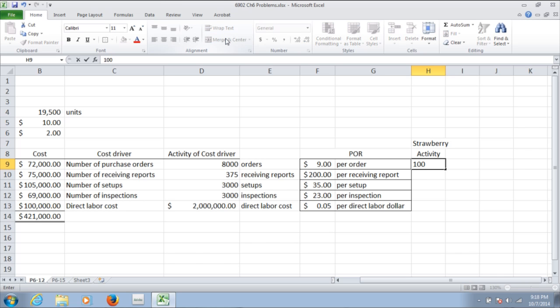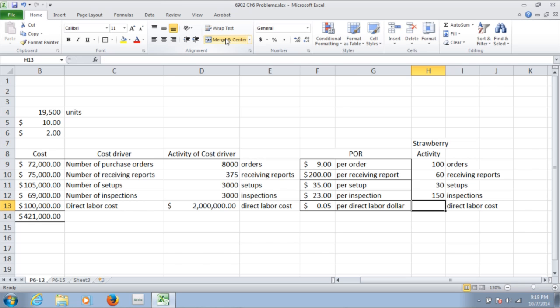So for strawberry cheesecake, we have 100 orders, I'm going to repeat these over here. We have 100 orders, 60 receiving reports, 30 setups, 150 inspections, and then 39,000 of direct labor cost.